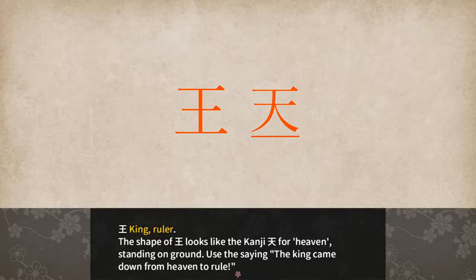The shape looks like the kanji ten for heaven. Standing on the ground, you can think of it as the king coming down from heaven to rule.